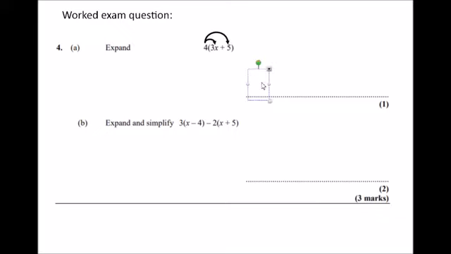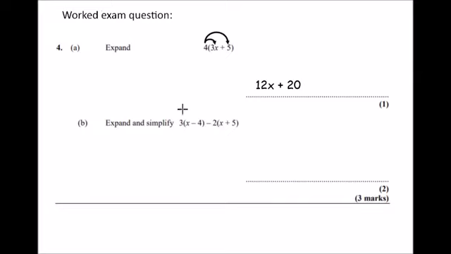4 times 3x gives us 12x. There's a plus, so we write a plus. 4 times 5 is 20. So we have got part A completed. Now part B is a little bit more tricky because we have got 2 brackets going on with a minus in the middle. So let's answer this one together.